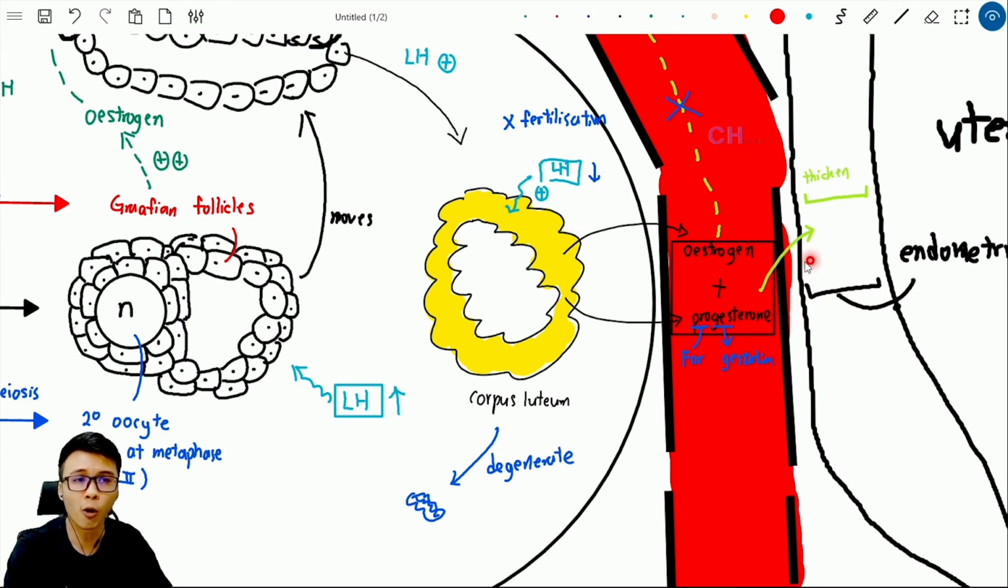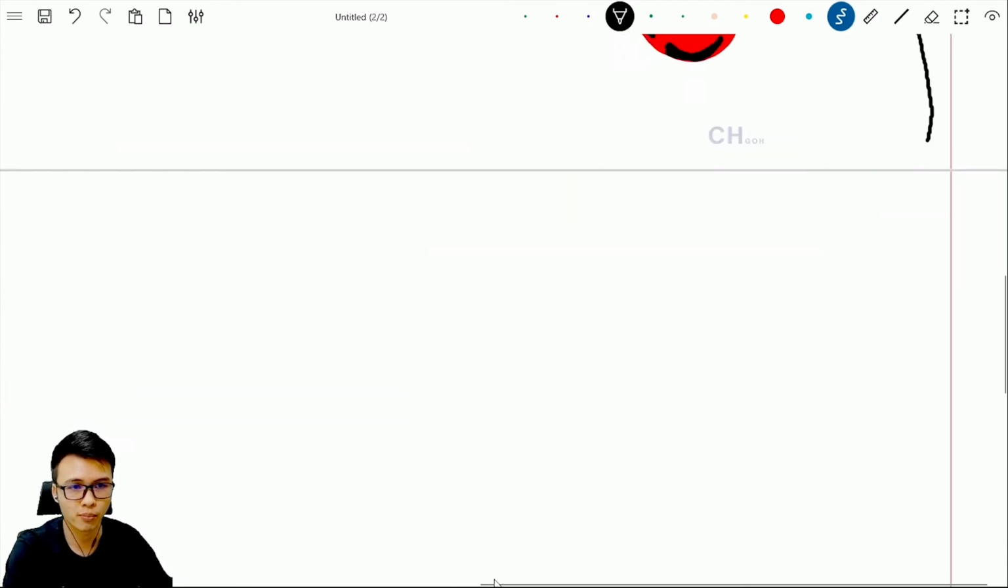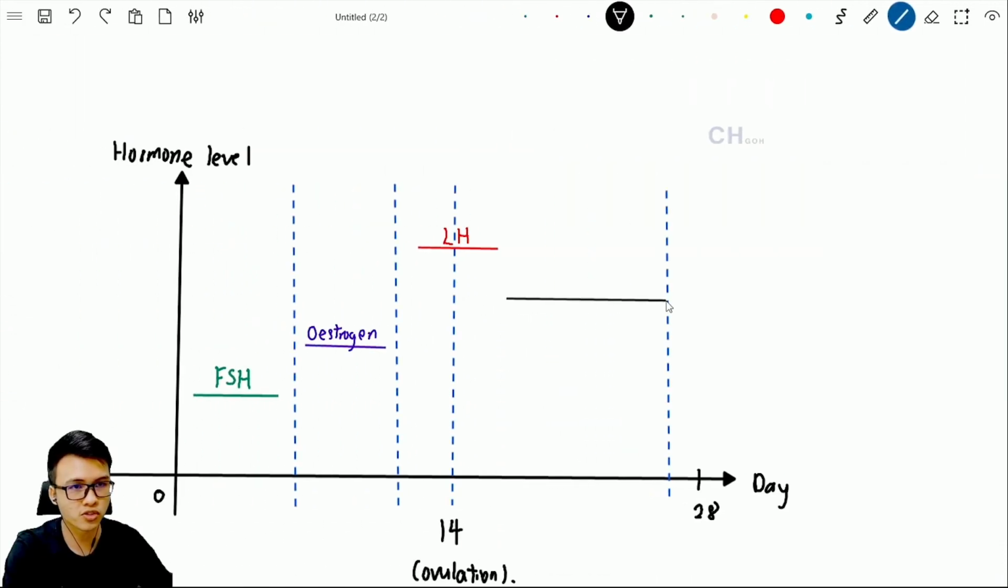Now, who is the main hormone here? The main hormone here is the progesterone. So the level of the progesterone will be the highest compared to the rest of the hormones. So come back to here. So progesterone, this hormone, will reach its peak at stage 4. And how about estrogen? The level of estrogen will be lower than the progesterone, which is somewhere over here.